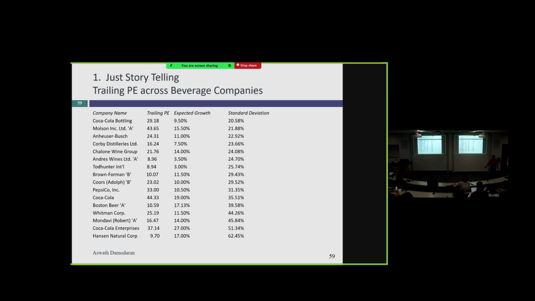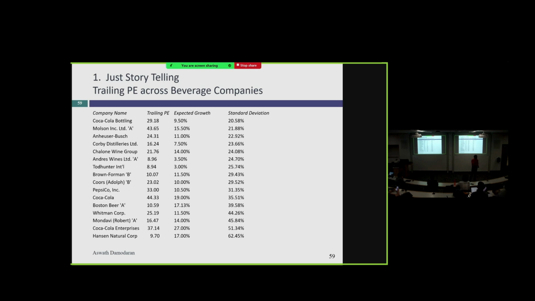Their growth is the lowest, right? So if you look at the growth, 3.5%, 3%, two low growth companies. With Hanson Natural, their growth looks okay, but what's the catch? They have the highest risk.